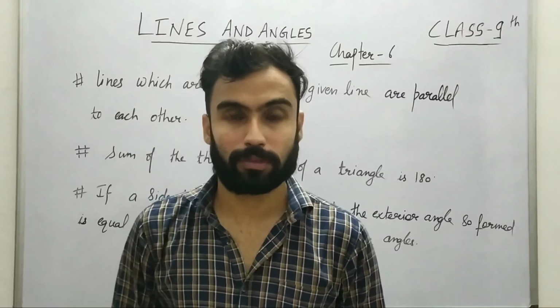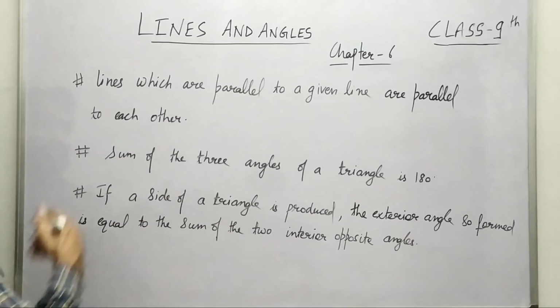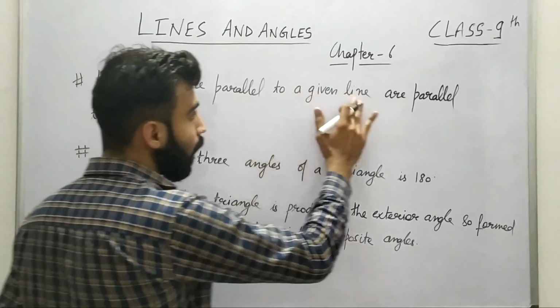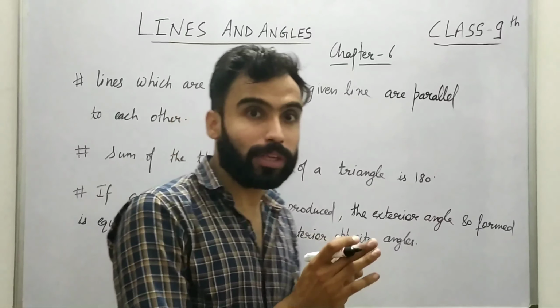That's all. So students, let's move further to the next topic. Now you can see here it is written that lines which are parallel to a given line are parallel to each other. So let me just explain it with the diagram here.